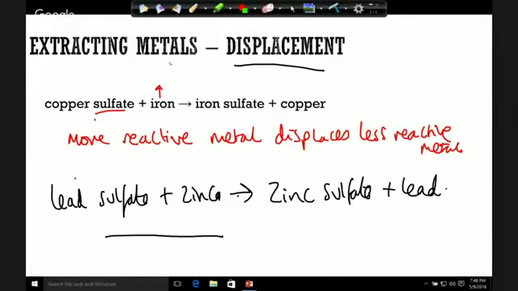And the advantage of this is that we can use scrap iron. So we can use really cheap iron that we don't want anymore, chuck it in, and we can get our copper. And that is the thing that is in demand because high-grade copper ores are running out and we're in a massive demand for this copper.